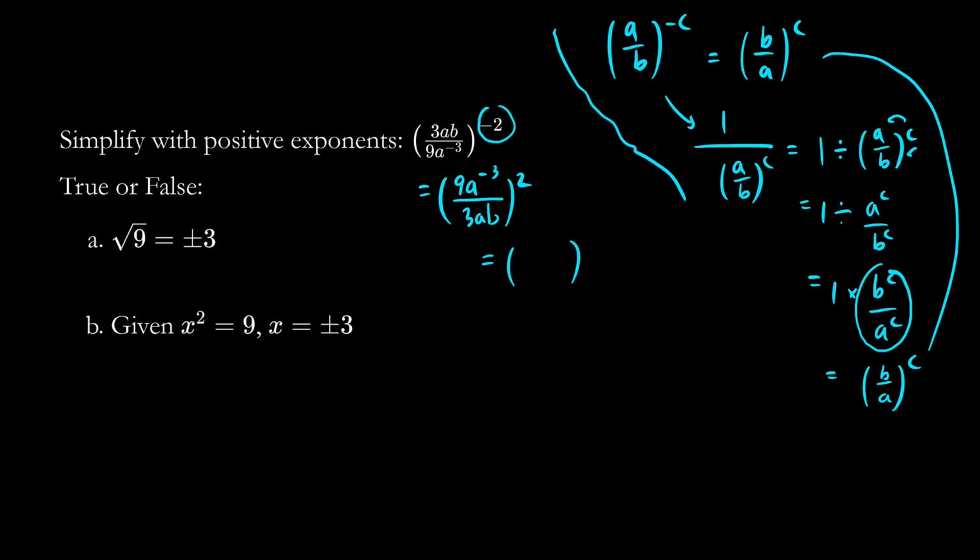We have bracket all squared. 9 divided by 3 is 3. We have a to the negative 3 divided by a to the 1. Negative 3 take away 1 is a to the negative 4. And finally, we have a b here. We only have a b on the bottom. And so what we do here is we draw a line and put the b on the bottom.